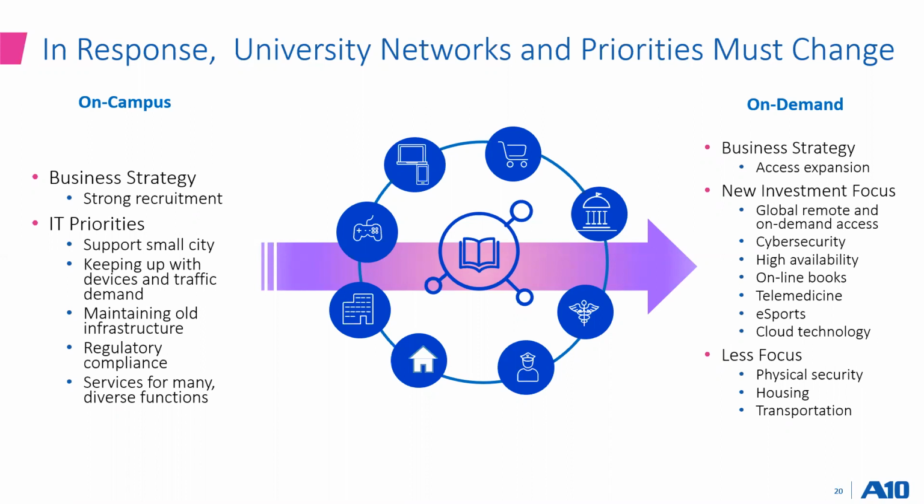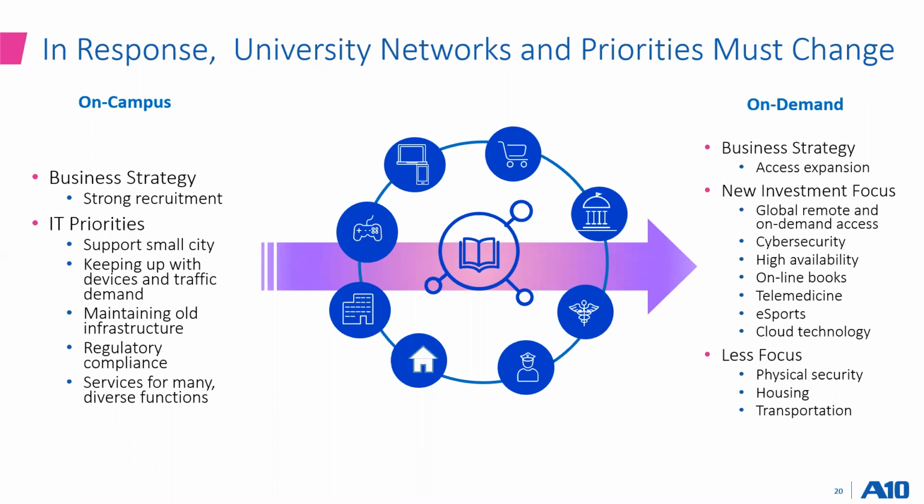And the focus has really been on keeping up with devices and traffic demand, as well as maintaining compliance with the different regulatory requirements, also medical facilities, for example, that are typically on campus, or research hospitals. So IT has really had to provide lots of different types of services for many diverse functions within this campus environment. As it moves more towards an on-demand type model, such as what we saw from Arizona State University in the previous slide, the business strategy really changes from trying to recruit people as opposed to trying to expand access.